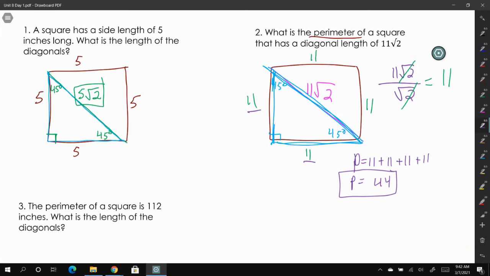So remember to answer what the question is asking. It's not asking what one of the sides is, it's asking what is the perimeter of this shape.